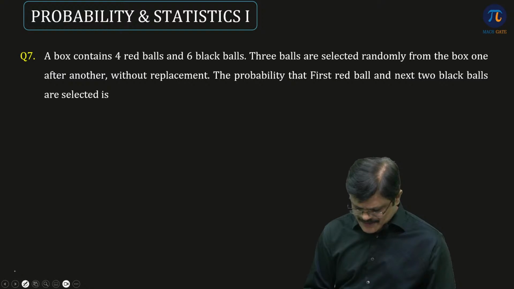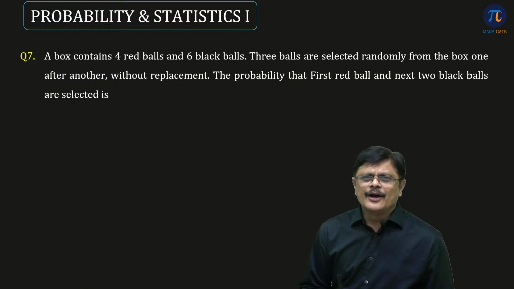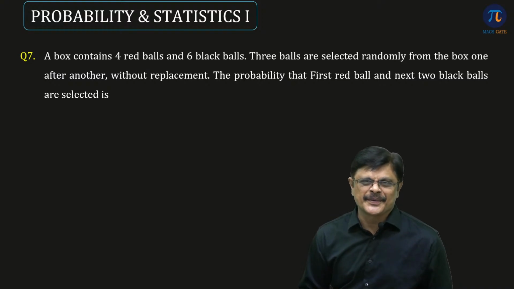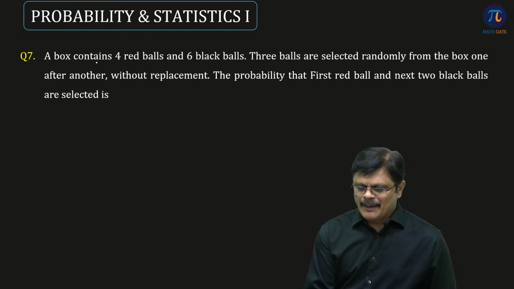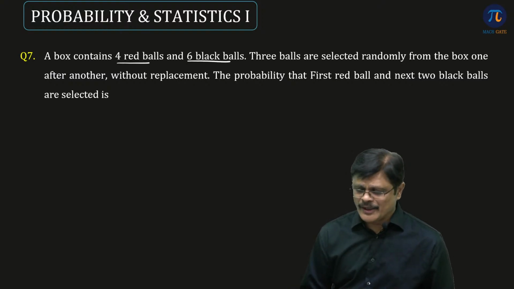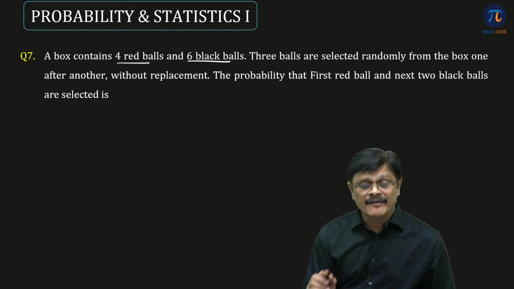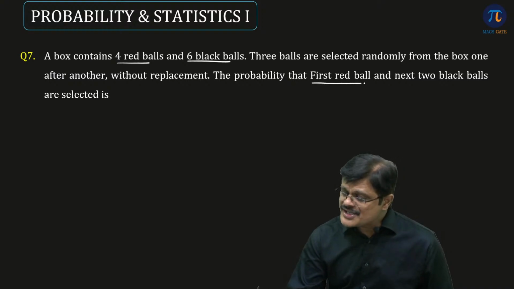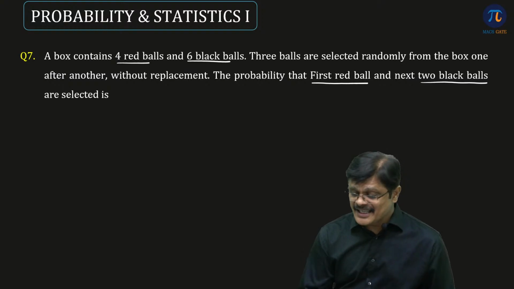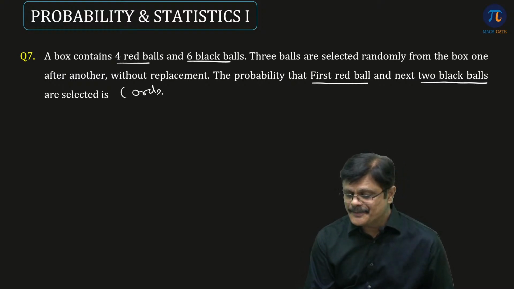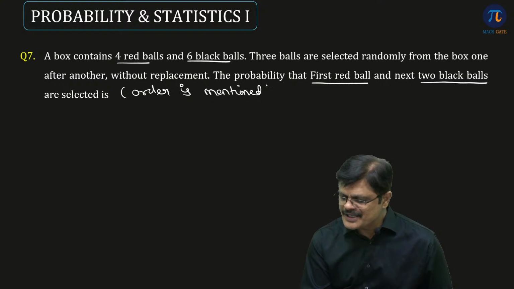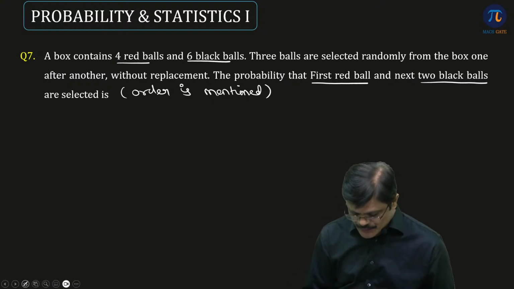Now look at this problem, sir. It looks similar to the previous problem, but there is a small change in the situation or the question. A box contains 4 red and 6 black balls. 3 balls are selected randomly from the box, one after the other without replacement. Now see the question. What is the probability that first a red ball and next 2 black balls are selected? See here, order is mentioned. So whenever order is mentioned, you have to follow the order.